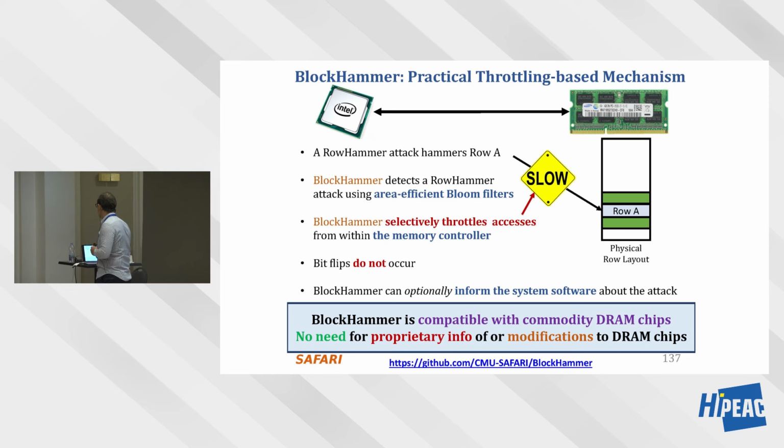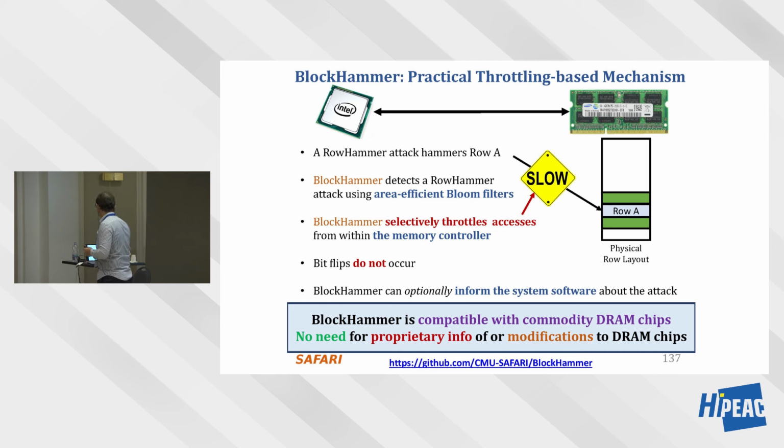We also have an interface to the system software saying that we actually have a metric here saying this thread is likely to be a Rowhammer attack. And you can inform that to the system software, and then you can take other actions. The good part about this is it's all open source. You can actually download it. We actually have newer mechanisms that are open source, as we will mention.